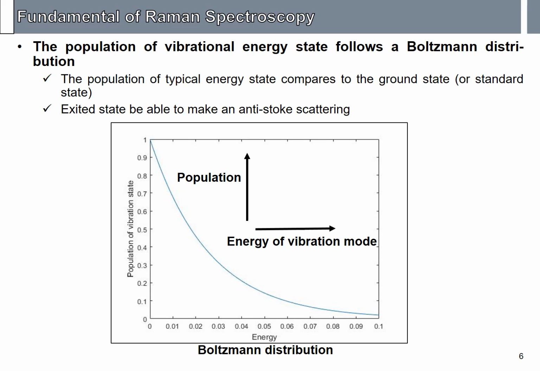The x-axis is the energy of the vibration state, and the y-axis is the population of a typical state. And as you can see in the figure, if the energy of the vibration state is increasing, then the population is exponentially decreased. So a higher energy vibration state has a lower chance to interact with light.